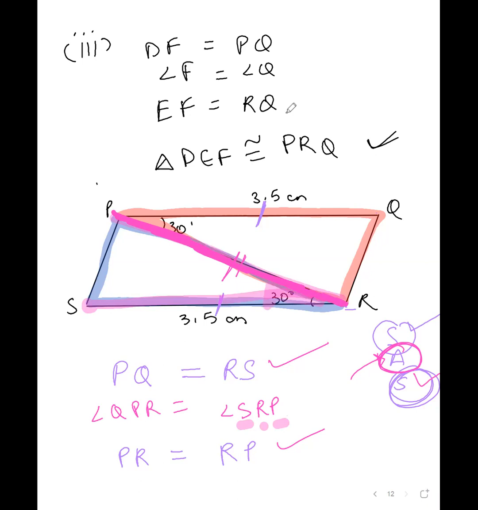Getting it? Yes. Good. So now can you tell me how will we write which triangle is congruent to which triangle? Triangle QPR is congruent to triangle SRP. Very good. Yes, sorry. Triangle QPR.